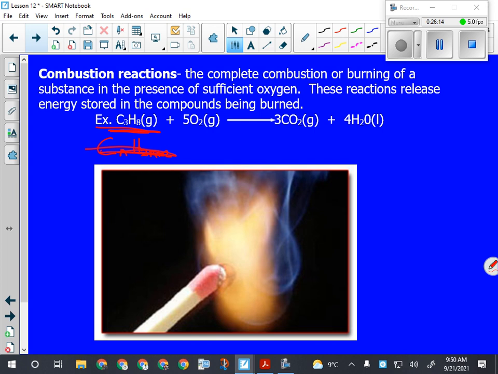Here's the nice thing about hydrocarbon reactions. They always have the same products. It doesn't matter what you're burning. The end products are always carbon dioxide and water. All that changes is how much carbon dioxide and water you produce.